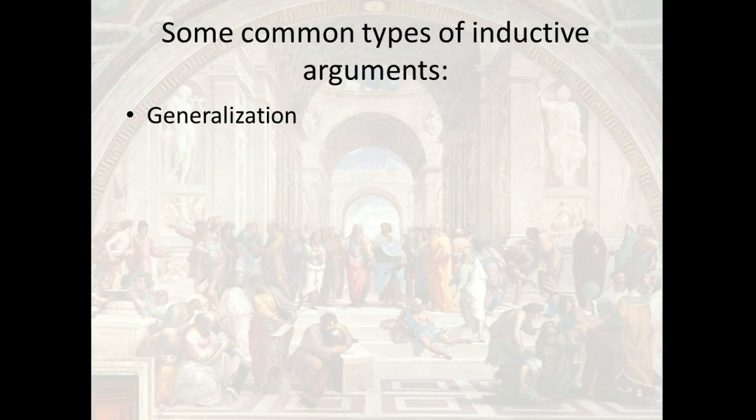One common type of inductive argument is generalization. That's inferring that a property applies to an entire class from the consistent observations of that property applying to a sample of that class, right? So, for example, I infer that all crows are black from the fact that every crow I've ever seen is black, right? So, from a small class of crows, the ones I've seen, I notice a consistent property, they're all black, and I infer that that property belongs to all of them. We do this all the time with kinds of things. So generalization.